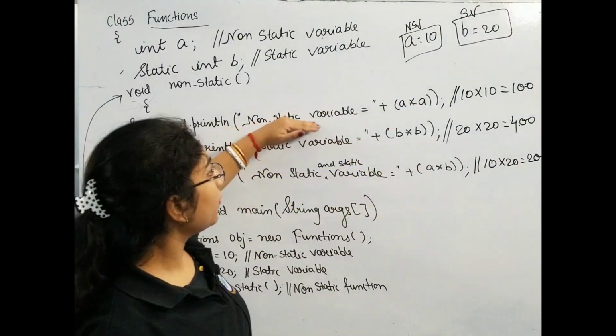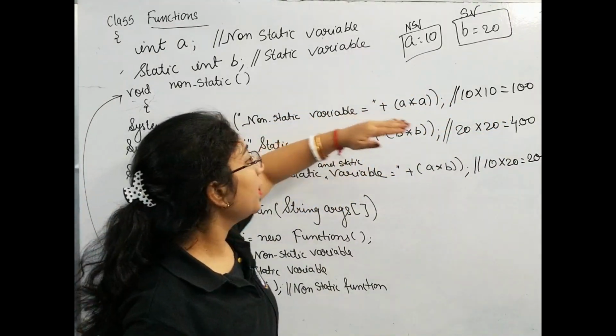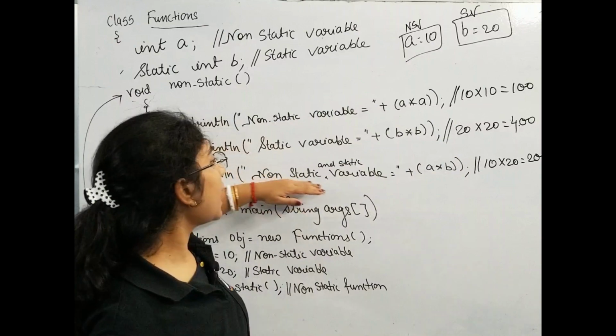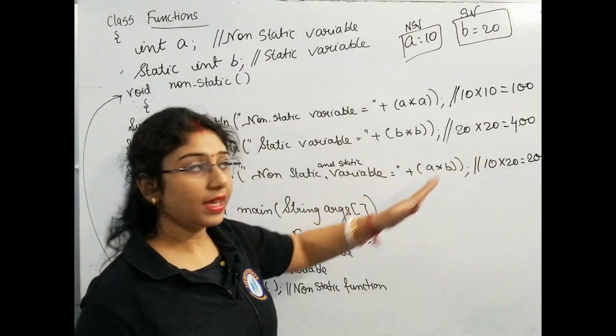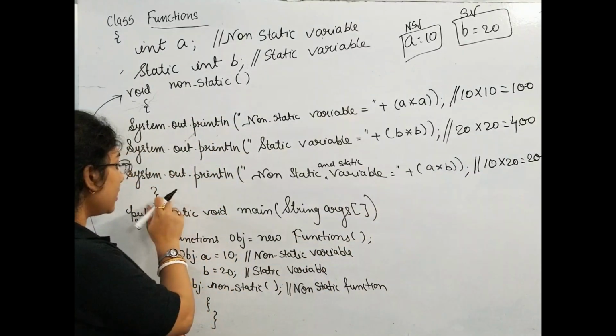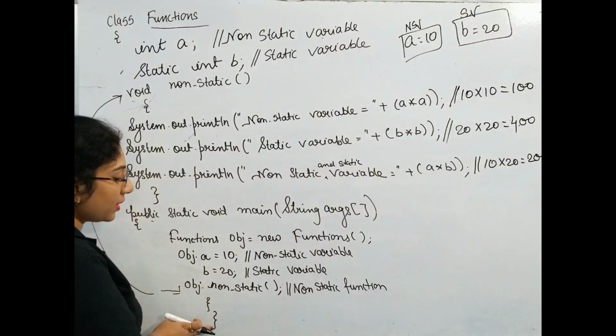First we will print non-static variable = 100, then static variable = 400, then non-static and static variable = 200. Okay, then this function will be closed. Now the control will move to the main function. Here the main function is closed, and the class is closed.